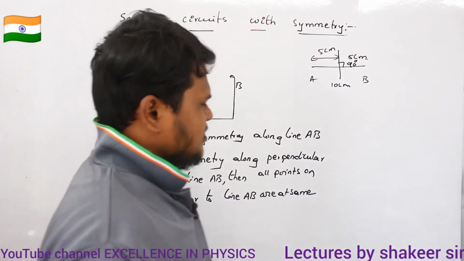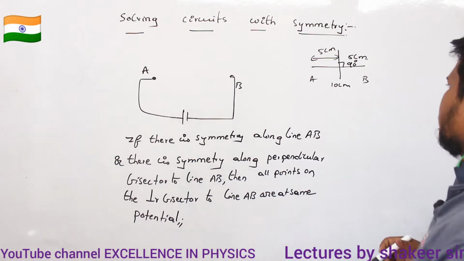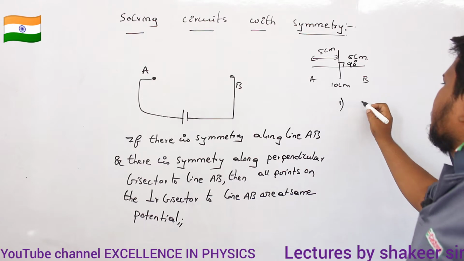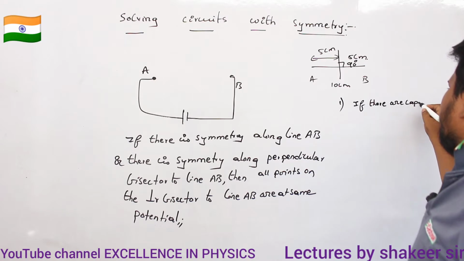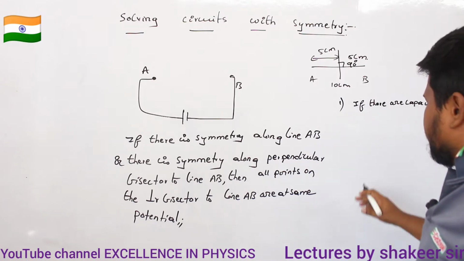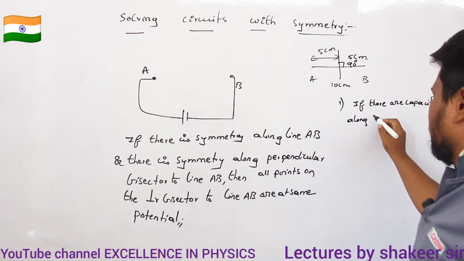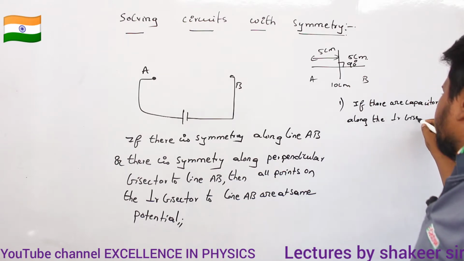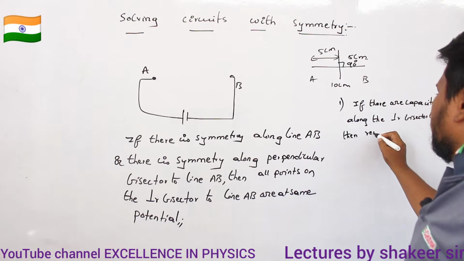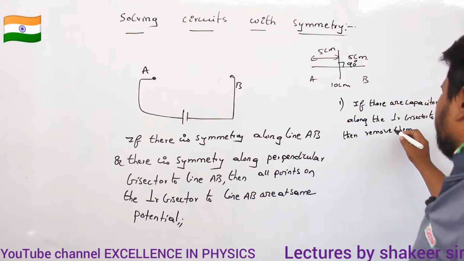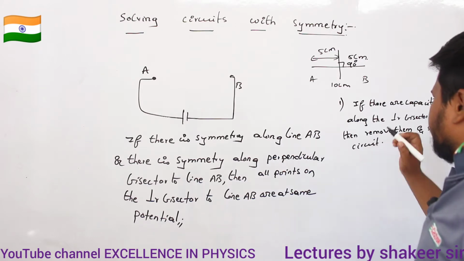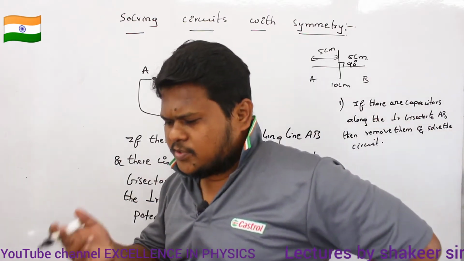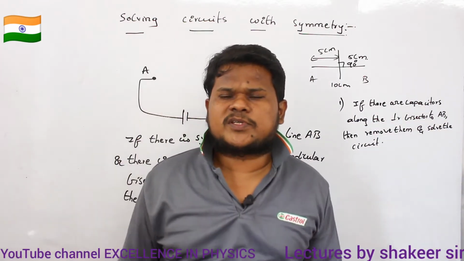Some more conditions we write here. The first point is that if there are capacitors along the perpendicular bisector to AB, then remove them and solve the circuit. So on the perpendicular to line AB, if there are any capacitors, you just remove those capacitors.